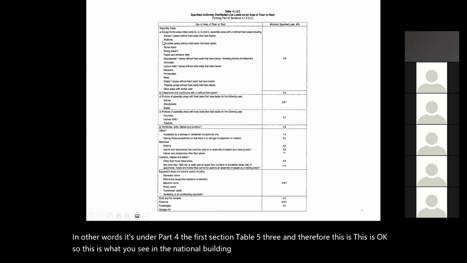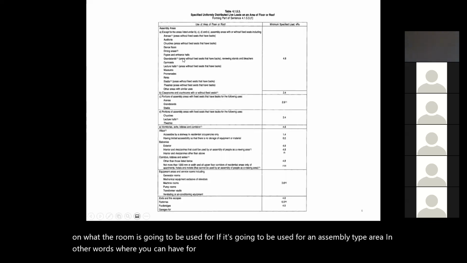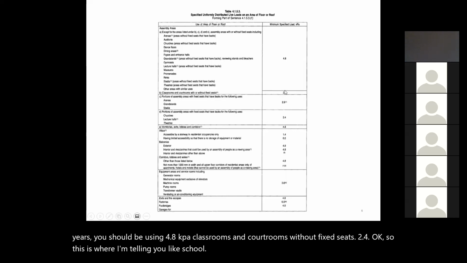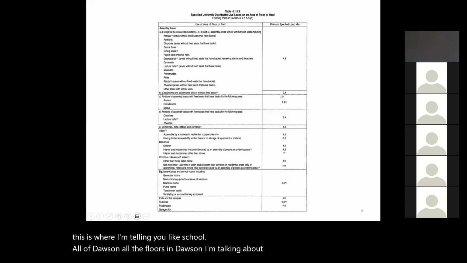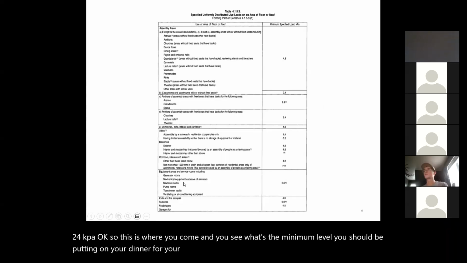It tells you, depending on what the room is going to be used for, if it's an assembly type area, where you can have, for example, dance floors, dining areas, foyers, you should be using 4.8 kPa. Classrooms and courtrooms without fixed seats, 2.4. This is what I was telling you: all the floors in Dawson, I'm talking about the classrooms, were designed for 2.4 kPa. This is where you see the minimum live load you should be using for your design, and you get this from the National Building Code.